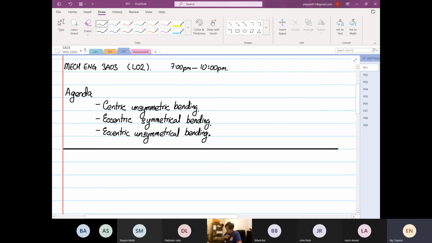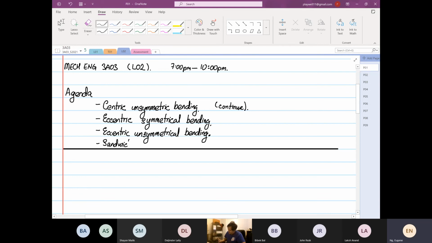So we have our agenda for today: centric unsymmetrical bending. In fact, this is a continuation from last week. Then we're going to look at eccentric symmetrical bending. I think you guys have done this in 2P before, so I'm just going to refresh with you guys. Then we're going to go into eccentric unsymmetrical bending.